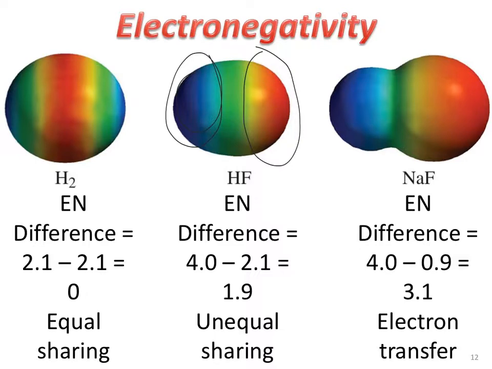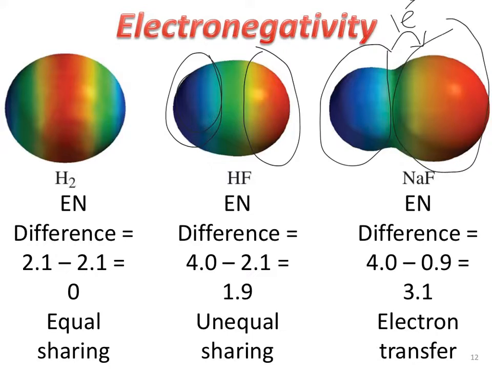When the unequal sharing gets extremely large, for example, between sodium and fluorine, basically the electrons in the sodium here have been completely transferred, the one electron from its outer shell, to the fluorine over here, creating an ionic compound.